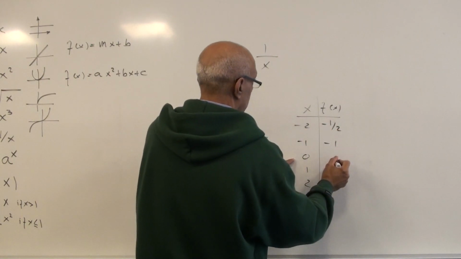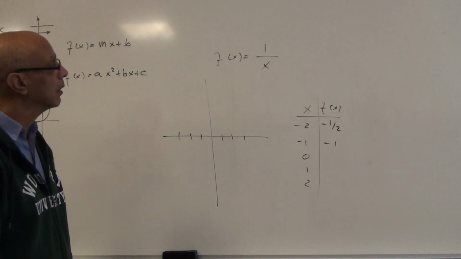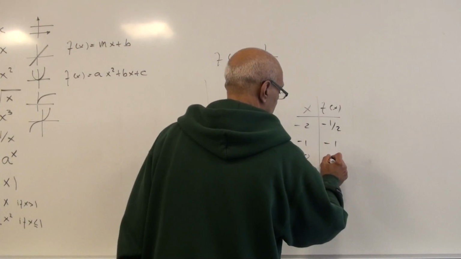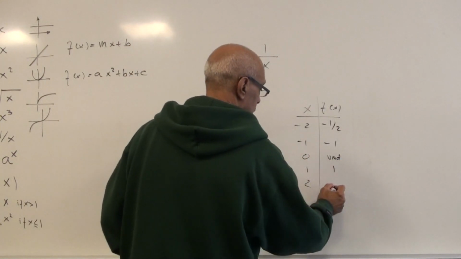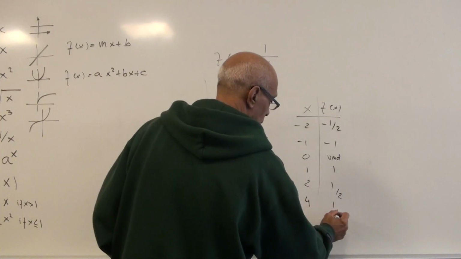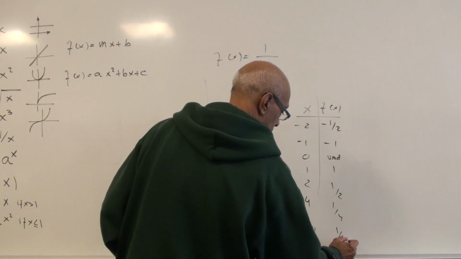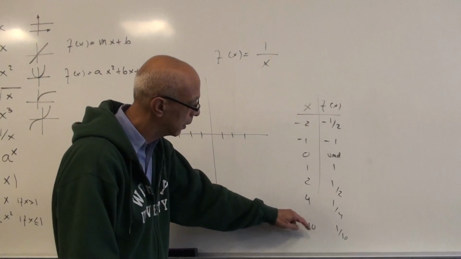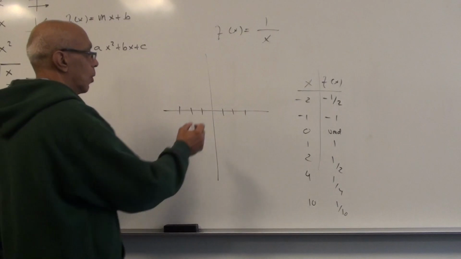When x is 0, what happens with 0? Wow. Well, that's undefined, right? Okay, let's put here undefined, okay? When it's 1, it's going to be 1. When it's 2, it's going to be 1/2. And let's continue. When it's 4, it's going to be 1/4. And when it's 10, it's going to be 1/10. So we can see that as x is increasing, this number here is actually decreasing, right? It's becoming smaller and smaller.